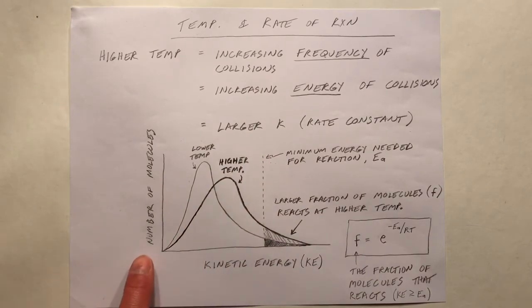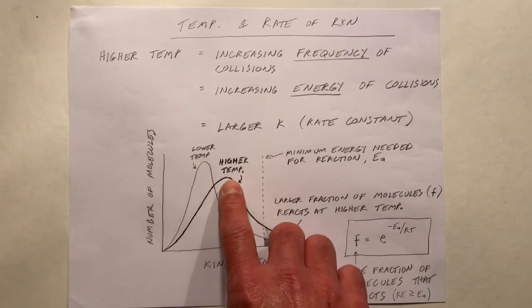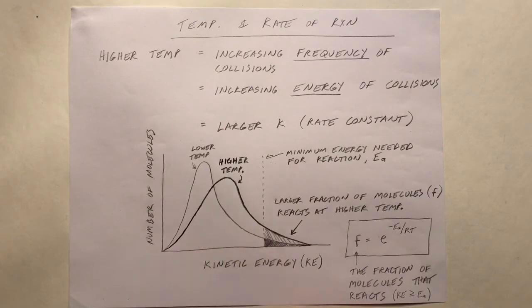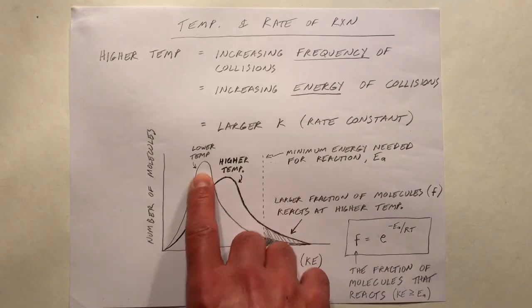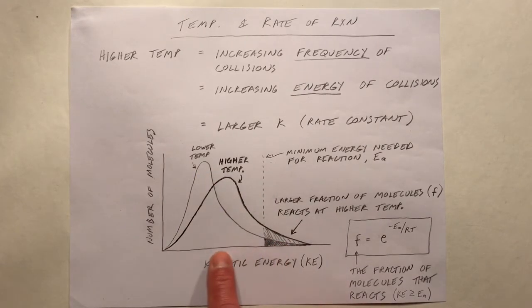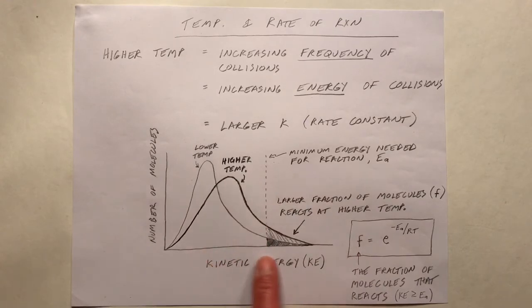So the number of molecules graphed out on the y-axis versus the kinetic energy on the x-axis for a low temperature sample of molecules versus a high temperature sample of molecules might look something like this. Notice that the distribution of the area under the curve for a lower temperature sample of molecules would be farther to the left on the kinetic energy axis. And the distribution, or the area under the curve, for higher temperature molecules would be farther to the right.